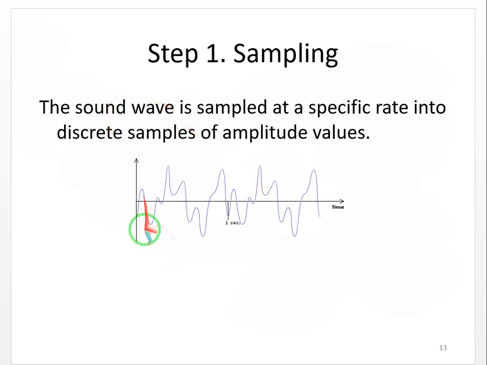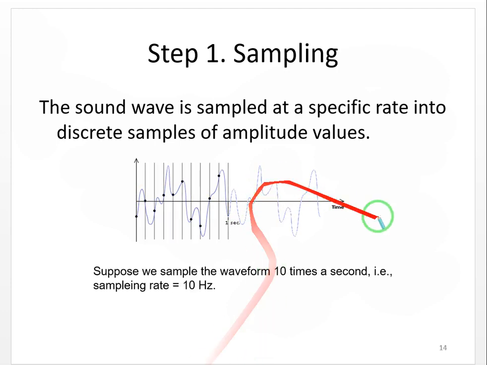So we have an analog signal. First of all, we are going to take samples from this given analog waveform. The analog signal is sampled at a specific rate. So we sample it here, at this position, this position, this position. This kind of samples we make from the analog signal using sampling.